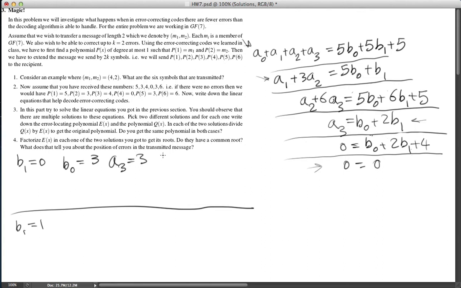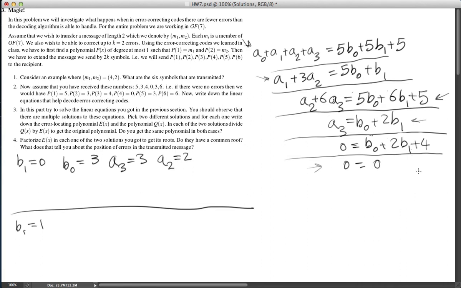Okay, what about a2? Well, we have to plug all the values we have into this equation. This is just saying that a2 plus 6 times a3, which is 4, equals 5 times b0, which is 5 times 3, 15, which is the same thing as 1, plus, well, there is no 6 times b1, and then there is a 5. Okay, so this is saying that a2 is just 2. Okay, so let's go ahead and write this down.